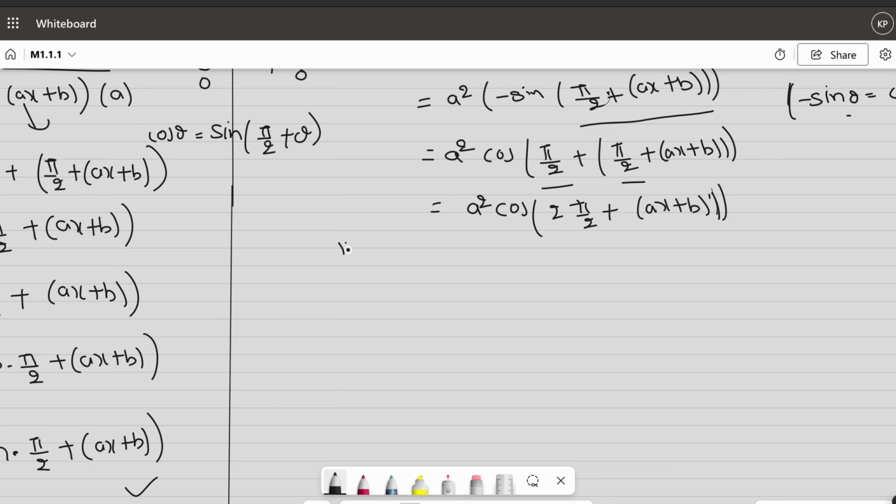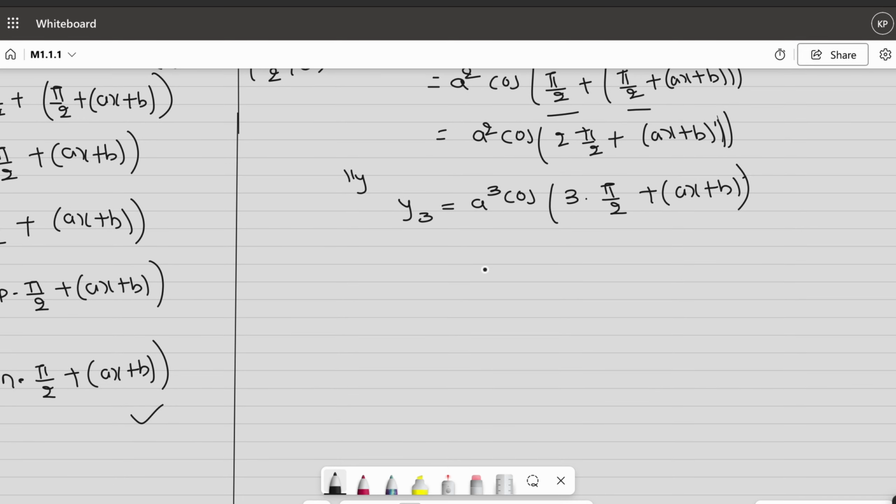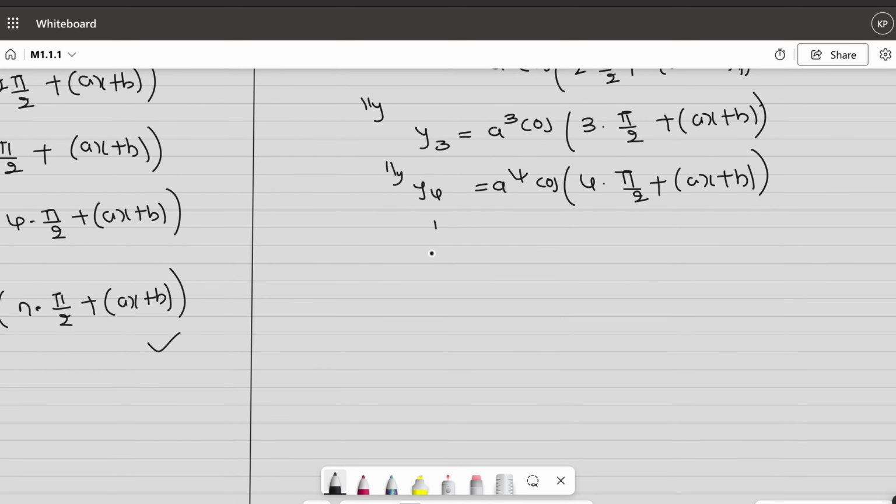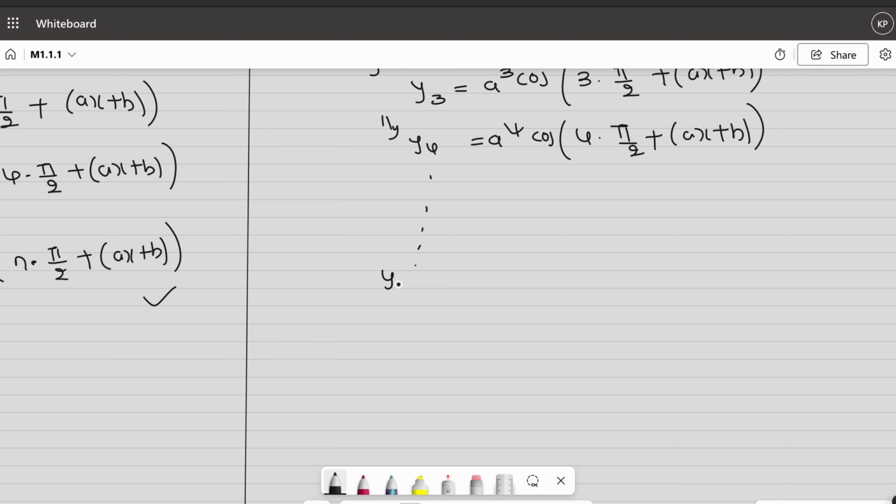Similarly, we can derive y3, with the help of the same pattern, as a cube into cos of 3 into pi by 2 plus ax plus b. Similarly, we can write y4 also as a power 4 into cos of 4 into pi by 2 plus ax plus b. So finally, with the help of the similar pattern, we can derive yn equal to a power n into cos of n into pi by 2 plus ax plus b.